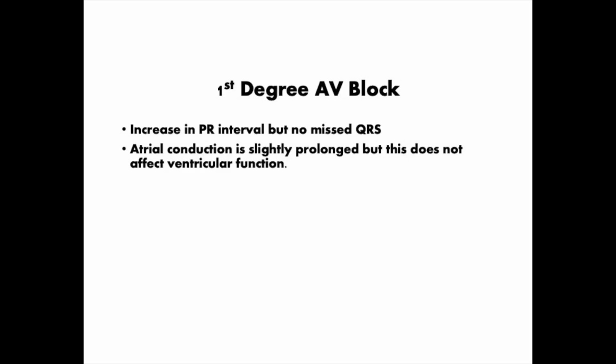A first-degree AV block is represented on EKG by prolonged PR interval but no missed ventricular beats. It essentially represents prolonged atrial conduction of the electrical signal, and no treatment is required as it is often asymptomatic.